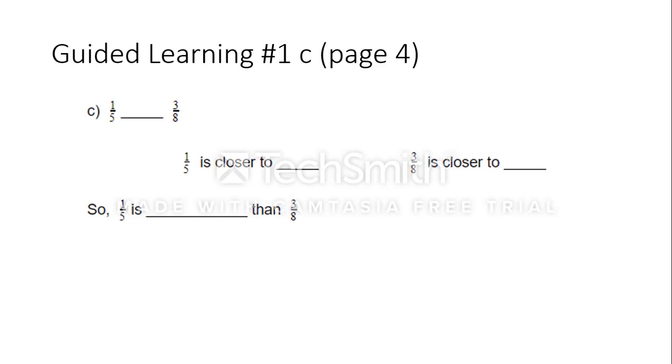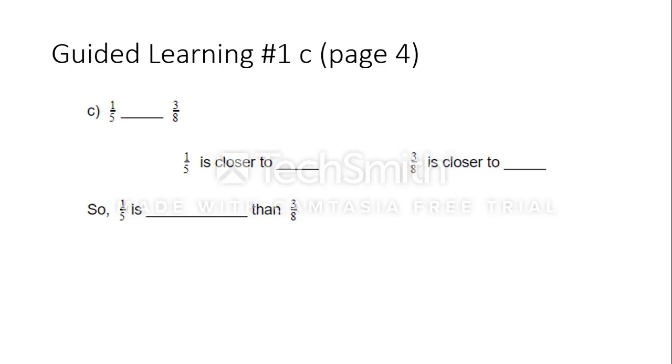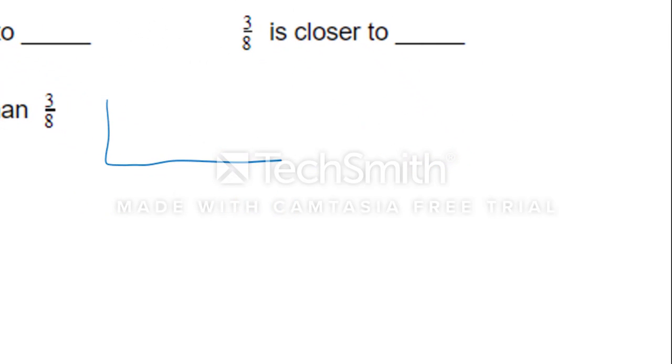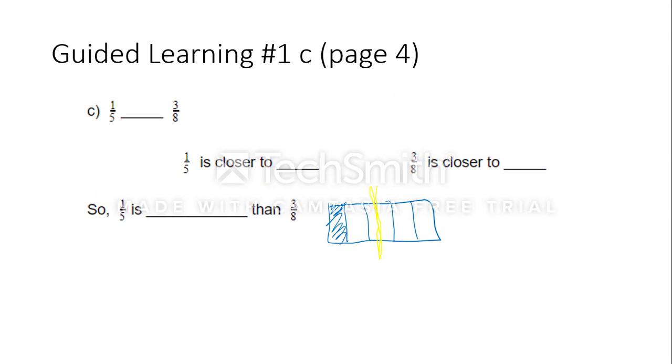Guided Learning 1 Part C, you do need to turn the page for this one. 1/5 and 3/8. This is a little bit harder. So I'm going to draw out 1/5 again. I'm going to split it up into 5 equal parts. And I'm going to shade one of them. Well, I know that halfway would be about here, right in between these two parts. So I know that 1/5 is actually closer to 0.